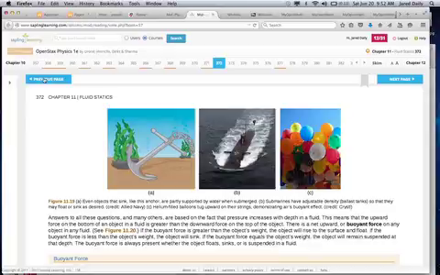Well, Archimedes was tasked with figuring this out without damaging the crown. The crown didn't have any hollow parts in it. It was all solid metal. And so he was trying to figure it out.